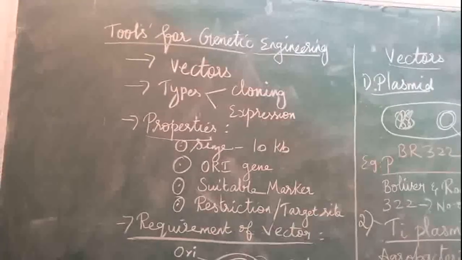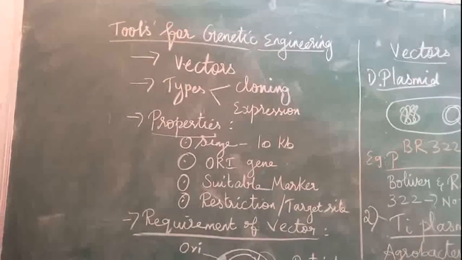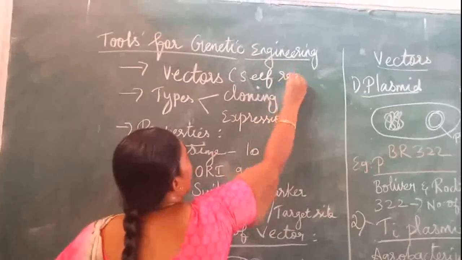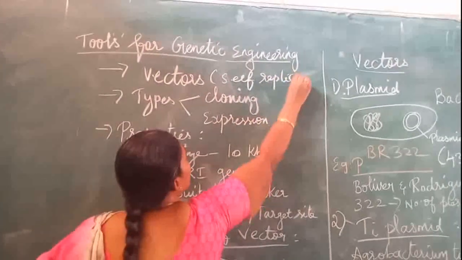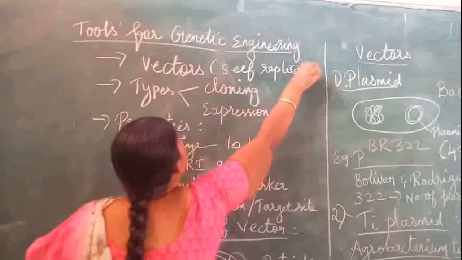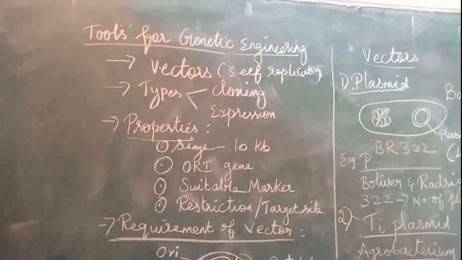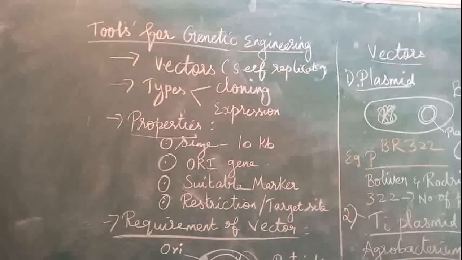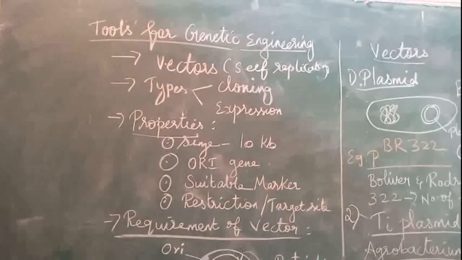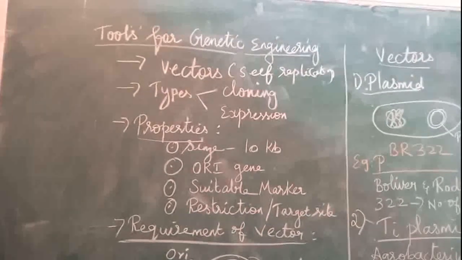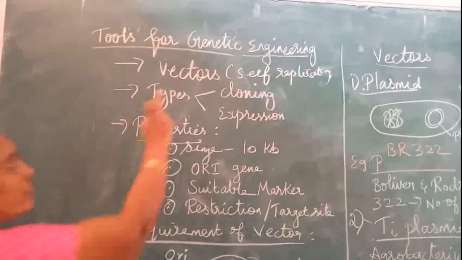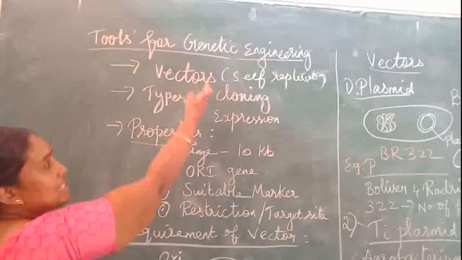A vector is a small DNA fragment capable of self-replicating. What do you mean by replicating? That is, capable of multiplying themselves. So we have to call it self-replicating. So a vector is a small fragment of DNA capable of self-replication, in which our gene of interest is going to be inserted, helpful for the transmission.